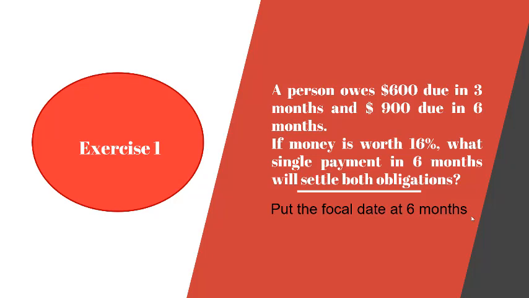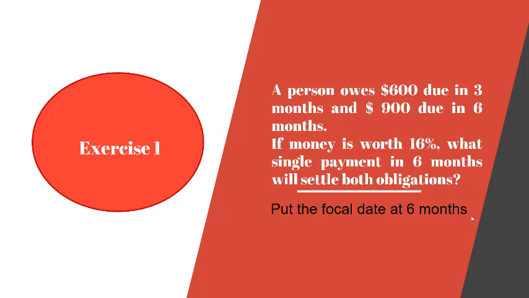At the beginning, we must know that there are 3 cases for equations of value. The first case: when the focal date lies after the maturity dates of old and new obligations, then the amount of old obligations must be equal to the amount of new obligations. The second case: when the focal date lies before the maturity dates of old and new obligations, then the present value of old obligations must be equal to the present value of new obligations.